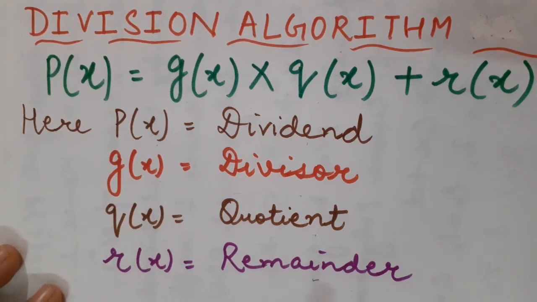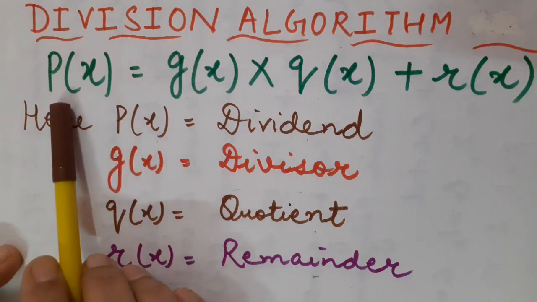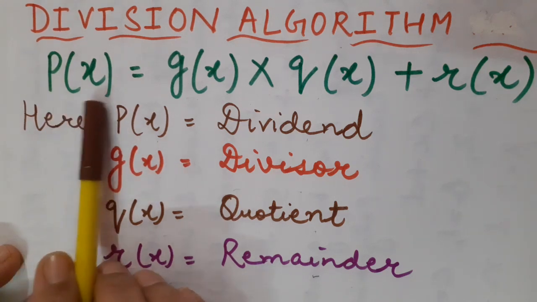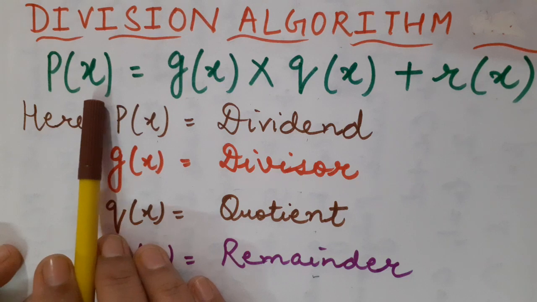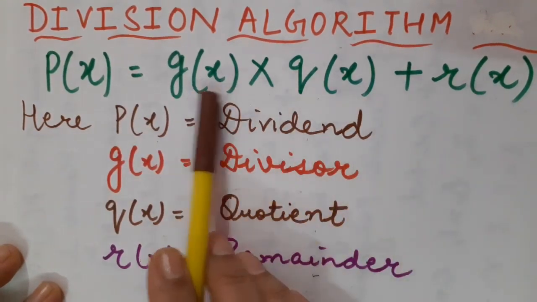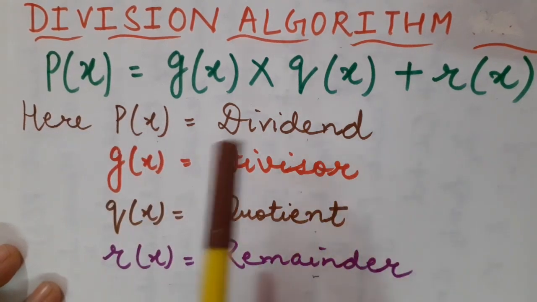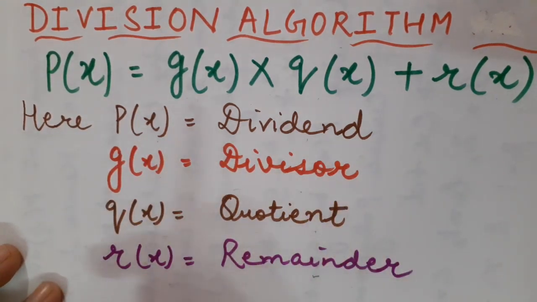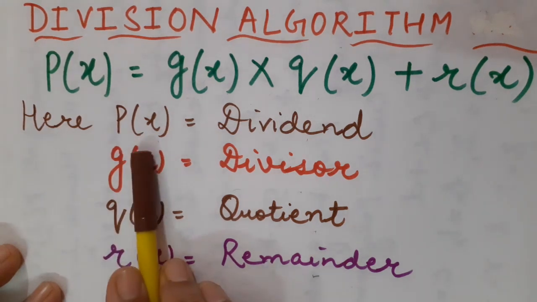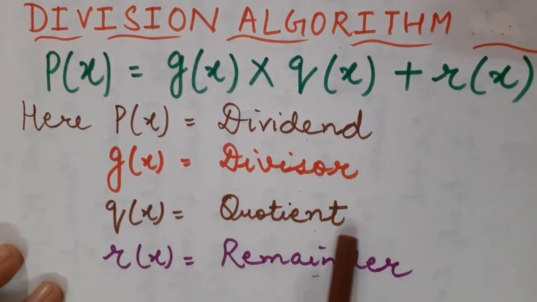But here, as we are dealing with polynomials, the formulation of this division algorithm for polynomials will become like this. That is, P(x) is equal to G(x) into Q(x) plus R(x). Why have I written x here? Because you know that here we are going to deal with a polynomial which is in variable x. Correct? So what is P(x) here? P(x) is dividend, G(x) is divisor, Q(x) is quotient and R(x) is remainder.